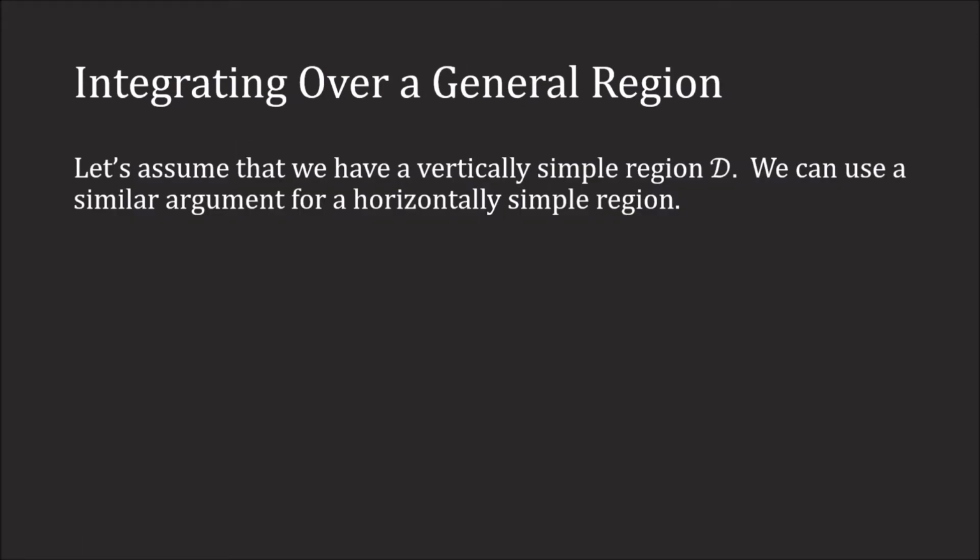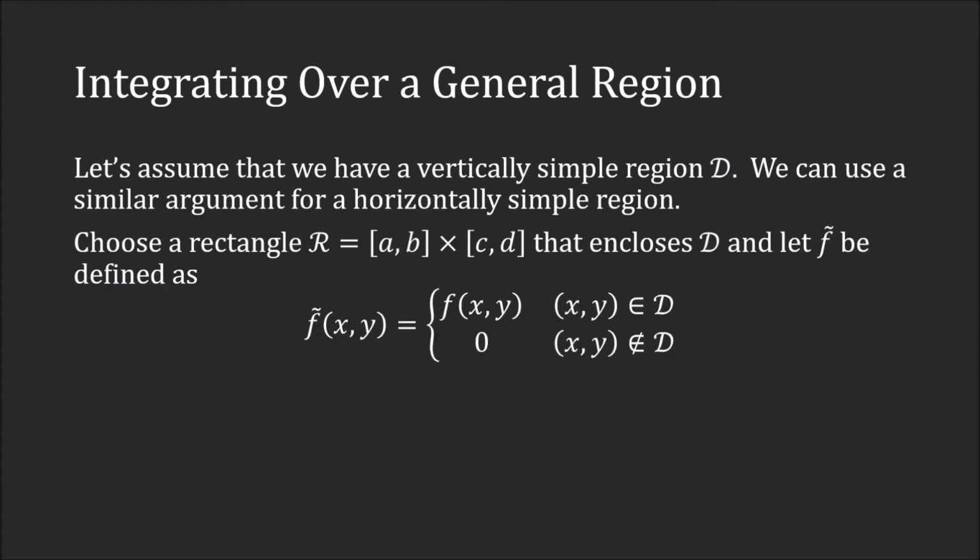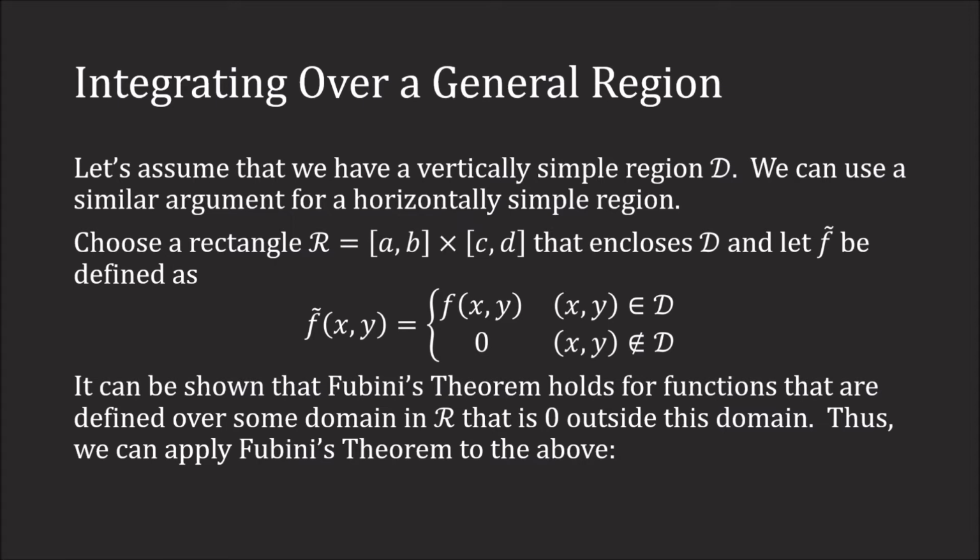So we now begin to look at how we can integrate over this general region. So we assume that we have a vertically simple region D. A similar argument can be used for a horizontally simple region. What we do is we choose a rectangle R that encloses D, and let f tilde be the function that was defined earlier. Now, it can be shown that Fubini's theorem holds for functions that are defined over some domain R in R2 that is 0 outside of this domain. So we can apply Fubini's theorem to f tilde.